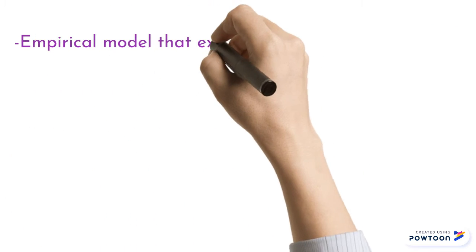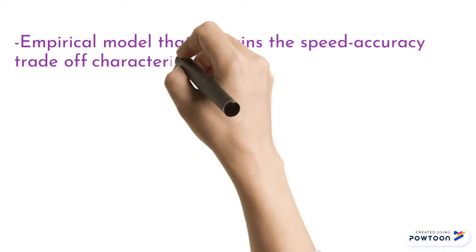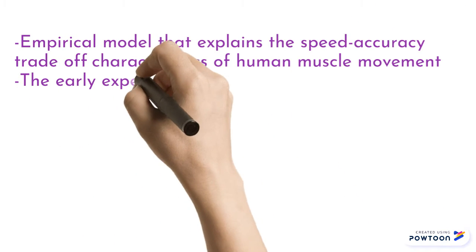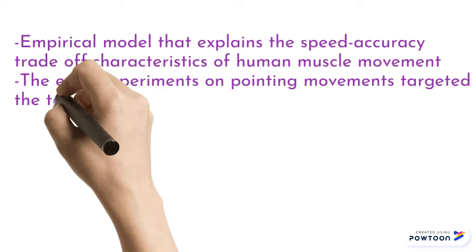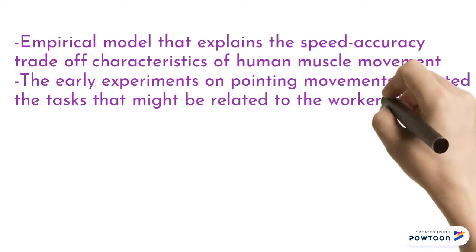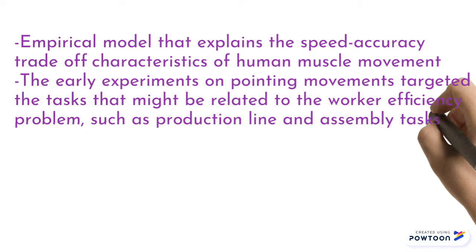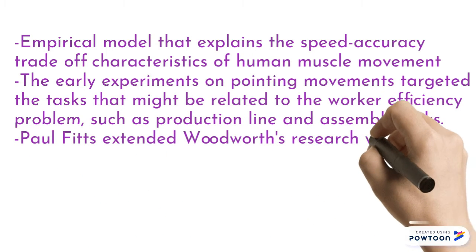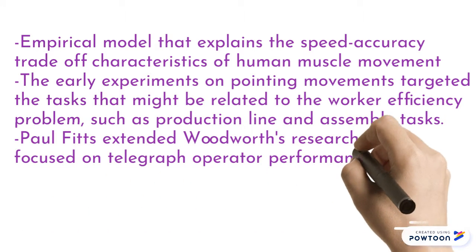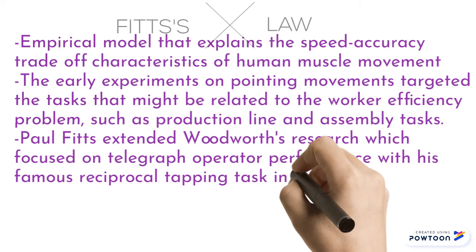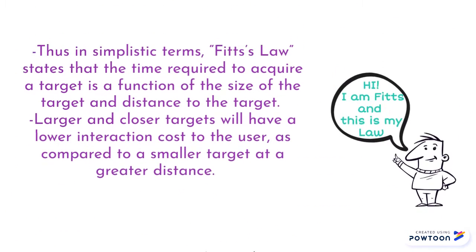Fitts Law is an empirical model that explains the speed-accuracy trade-off characteristics of human muscle movement. The early experiments on pointing movements targeted tasks that might be related to worker efficiency problems such as production line assembly tasks. Paul Fitts extended Woodward's research, which focused on telegraph operator performance, to its famous reciprocal tapping task in order to create Fitts Law.